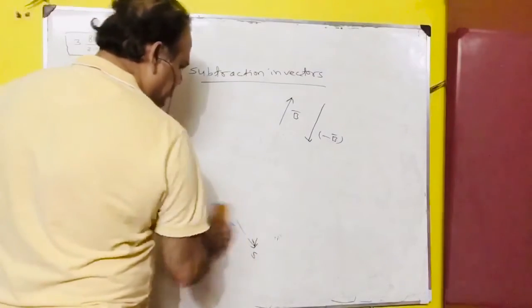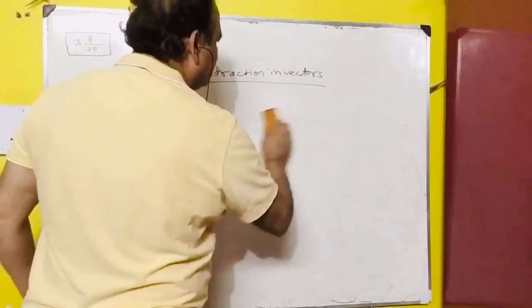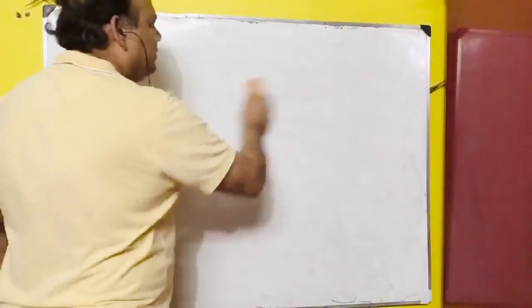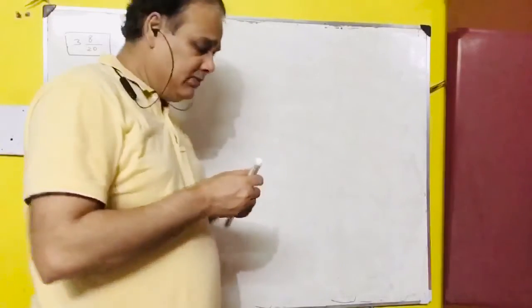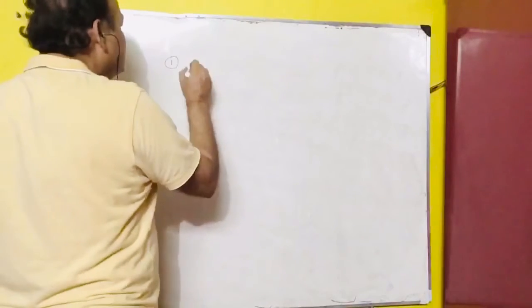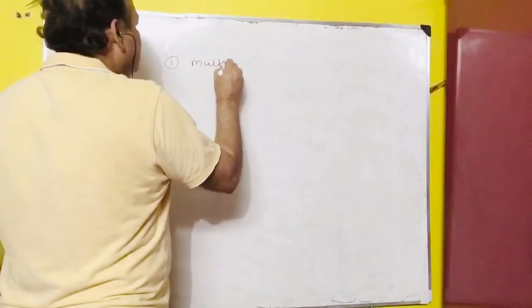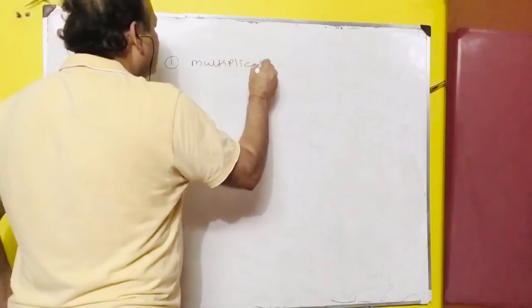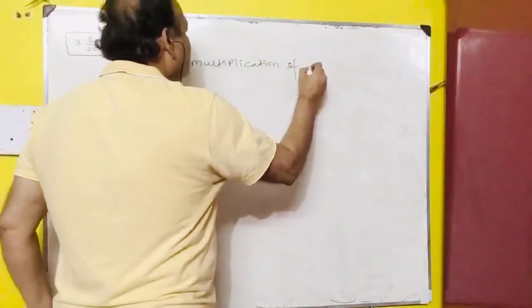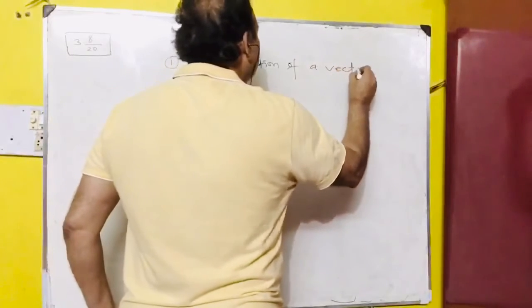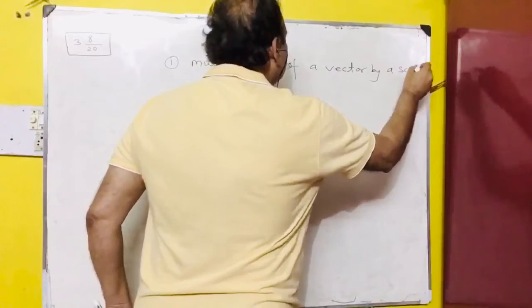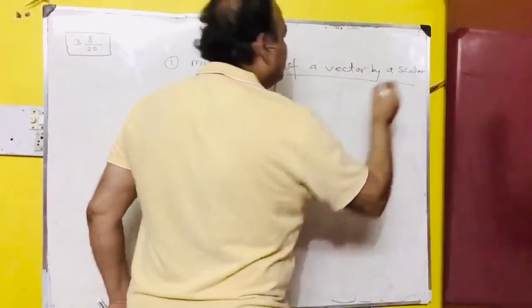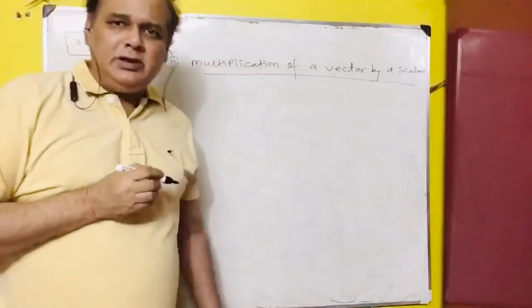What happens in the multiplication of vectors? Suppose you multiply a vector by a scalar. 3 types of multiplication are there. The first multiplication is multiplication of a vector by a scalar. Scalar, you know very well, it has no direction, only magnitude is there.